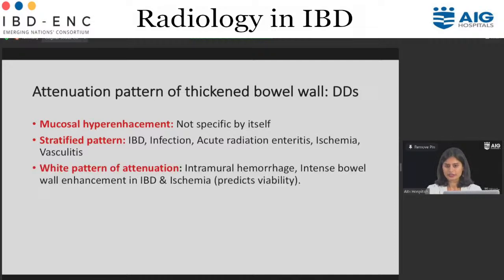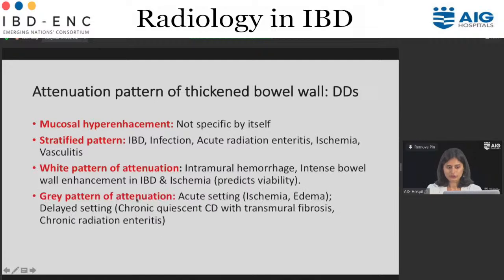The white pattern of attenuation, that is the transmural enhancement, can be seen even in ischemia, which predicts viability, or, in a non-contrast CT, with intramural hemorrhage as well. The gray pattern of attenuation can be seen in the acute setting with ischemia or edema, and in the delayed setting it can be seen in quiescent or transmural fibrosis of Crohn's disease or chronic radiation enteritis.